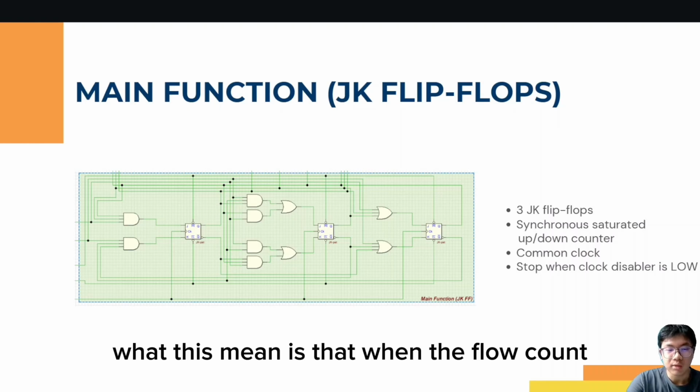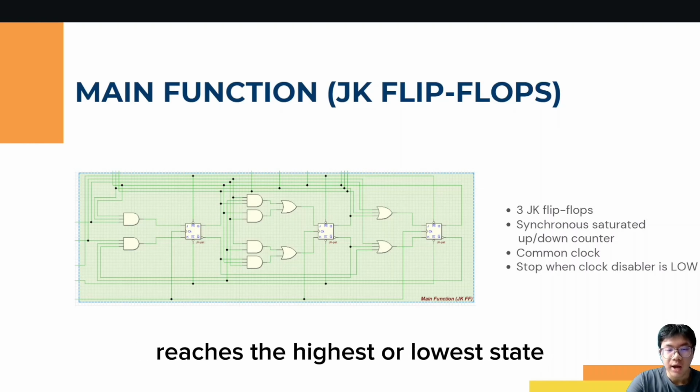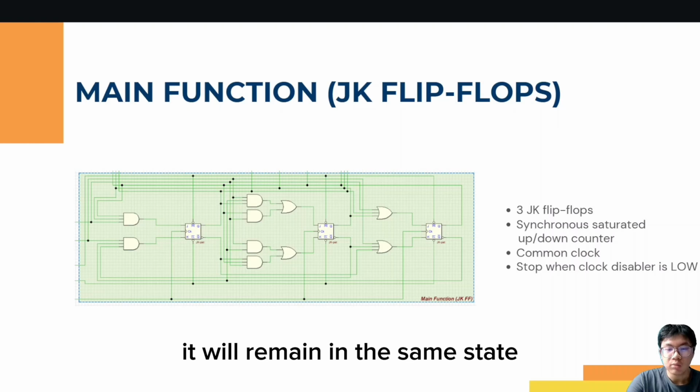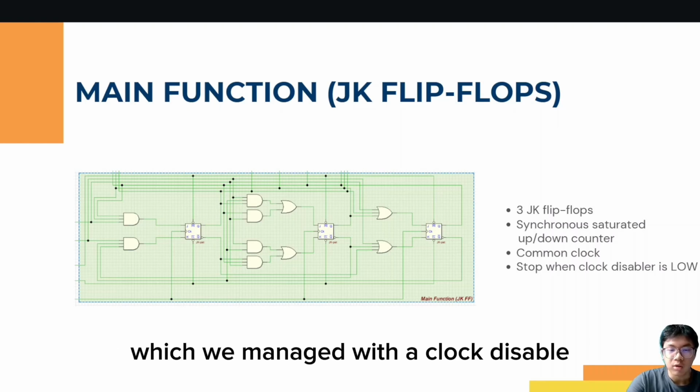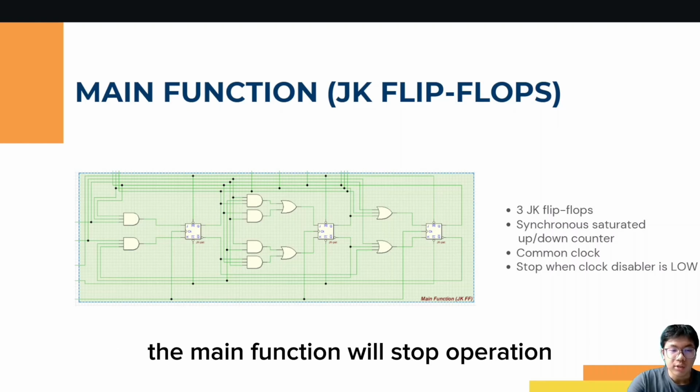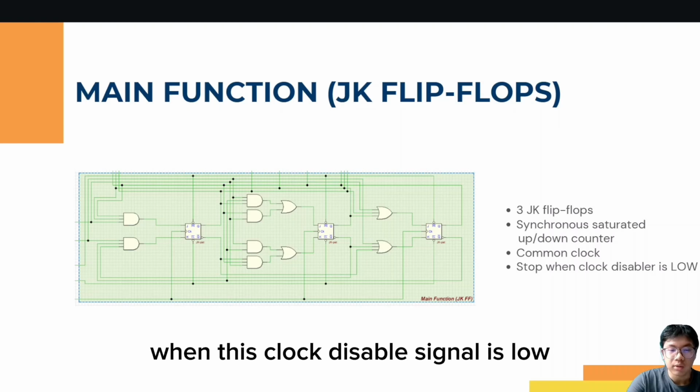What this means is that when the floor count reaches the higher or lower step, it will remain in the same step. All 3 JK flip-flops are connected to a common clock, which we manage with a clock disable. The main function will stop operation when this clock disable signal is low.